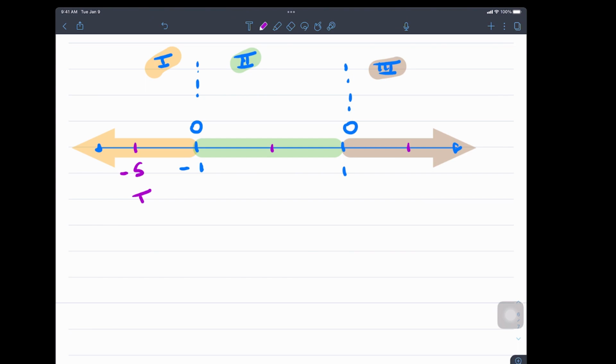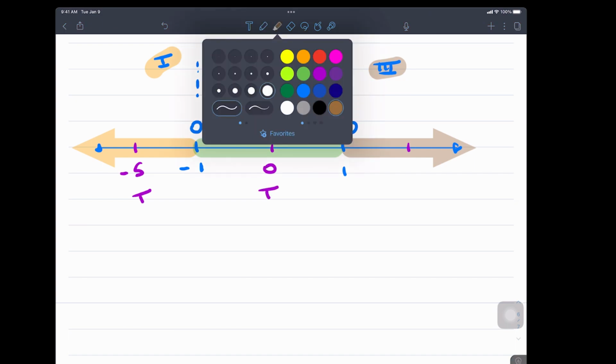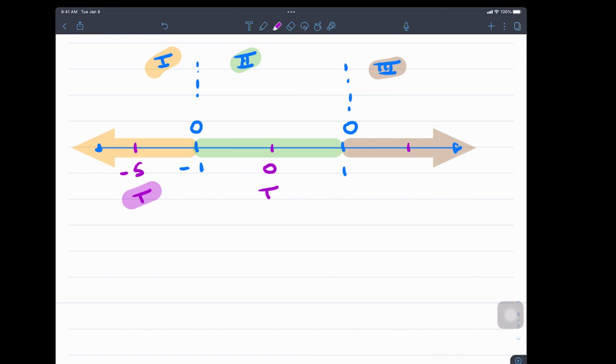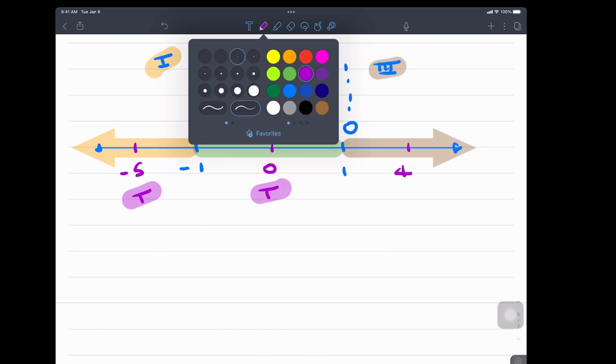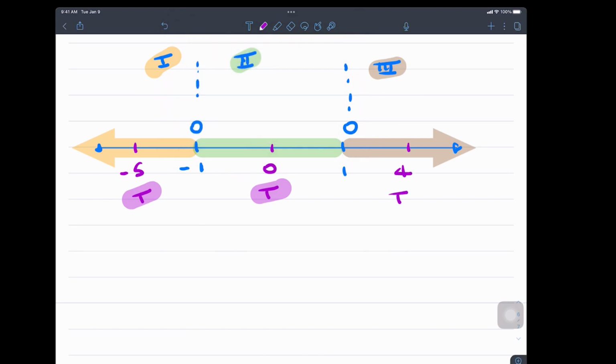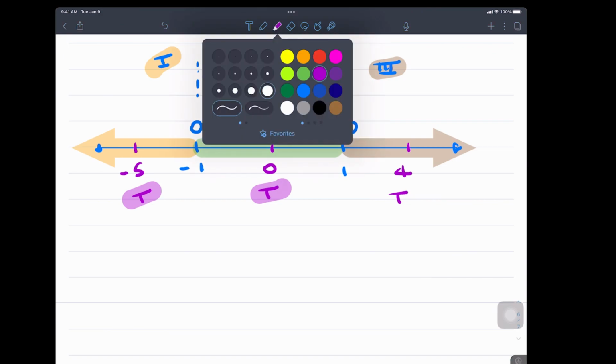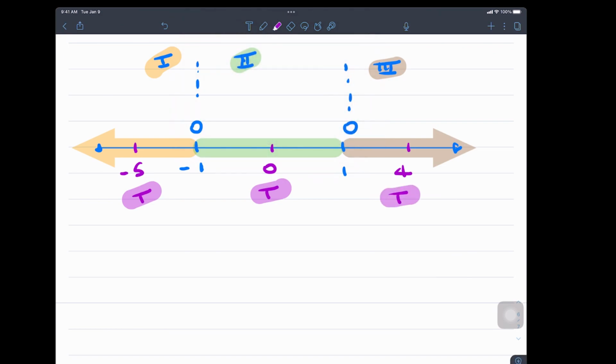So what about a number between -1 and +1? Another test point. Give me a number bigger than 1. What are you going to use here? Is 4 okay? Yes. Could you use 2? Yes. Could you use 3? Yes. You're going to test each region.